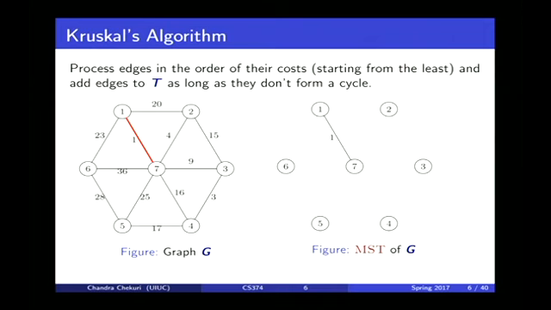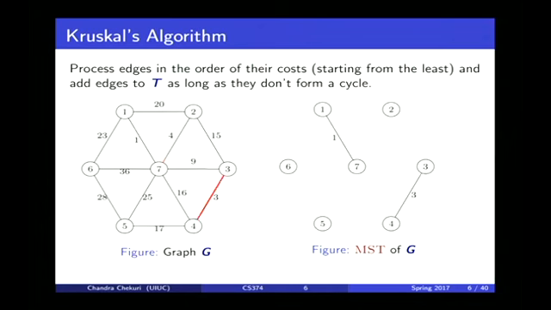Why? If there is another cheaper edge leaving this component, it would have come in the sorted order before the edge I'm adding now. And I had not considered it earlier, because if I had, I would have added it, because that would not create a cycle. So that's another way of seeing it. Questions? You can convince yourself that Kruskal's algorithm is only adding safe edges. So that's the reason Kruskal's algorithm is correct.